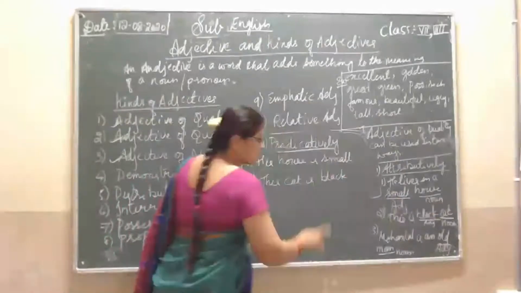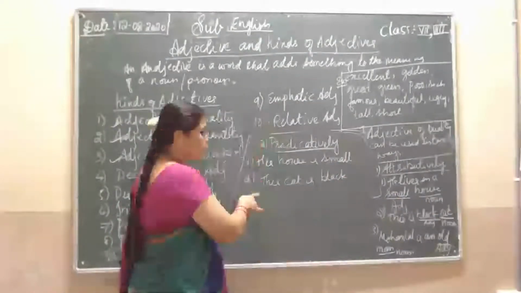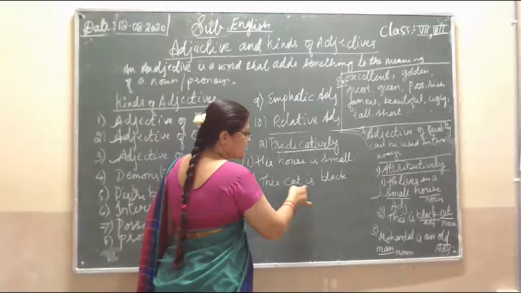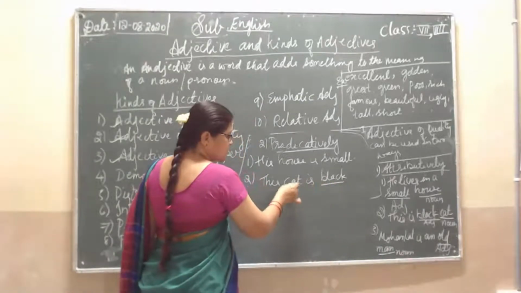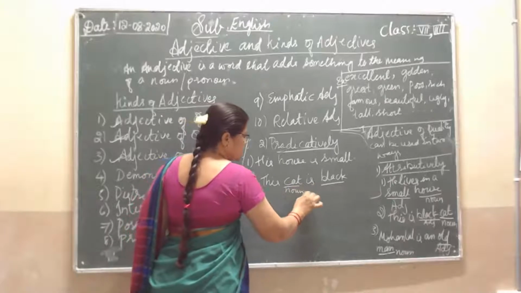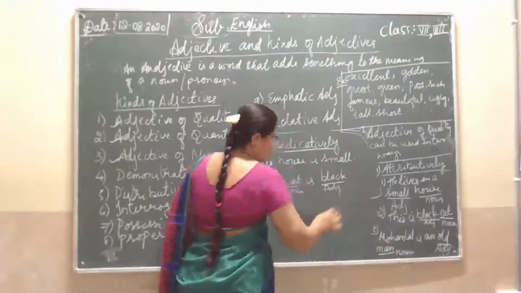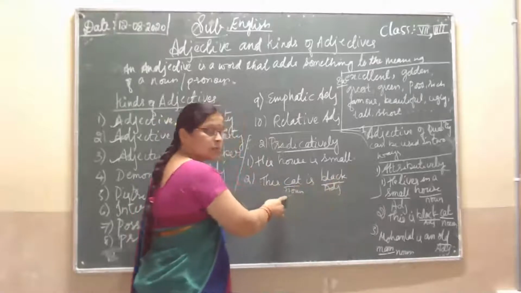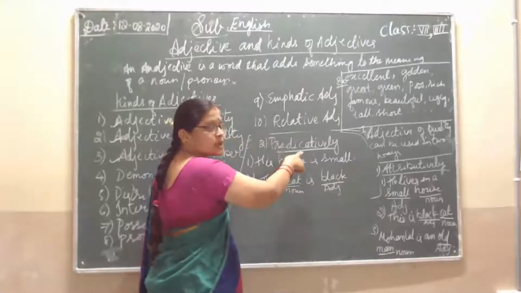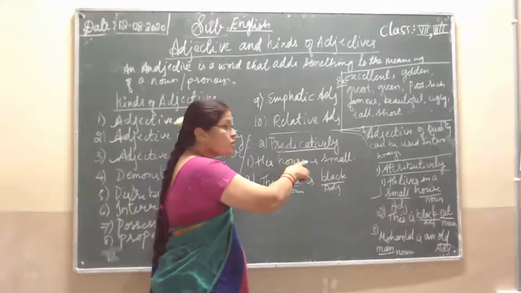The same meaning is written in this way: This cat is black. You can see here this is an adjective, and this is a noun. Here in this sentence, adjectives are at the end and nouns are in between. So such sentences can also be called predicative sentences.